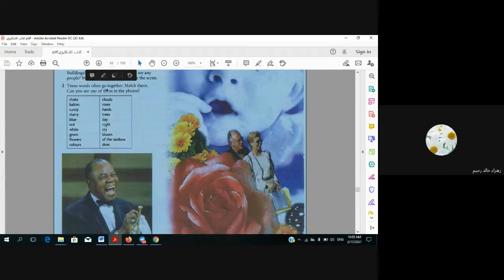These words often go together. Match them. Can you see any of them in the photos?